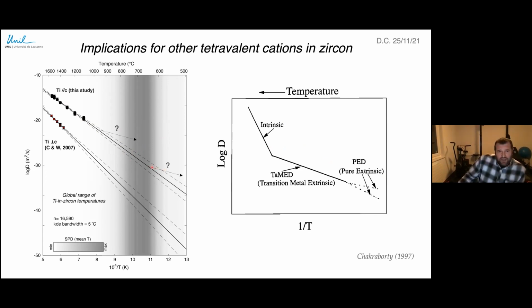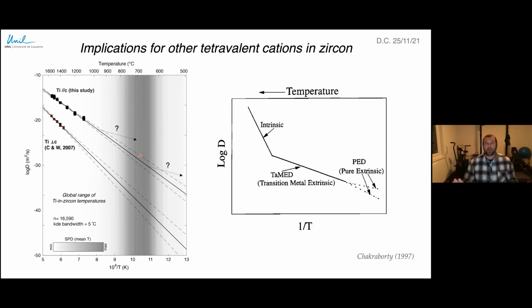So if our activation energy changes at a very low temperature, around 600 degrees, this really won't have any geological implications. I mean, things are diffusing so slowly at that temperature, it doesn't really matter if we change the slope at that point. At the same time, if this happens up around 900 degrees, then extrapolations of this data set could be a bit misleading in terms of just how fast things are diffusing at those temperatures.